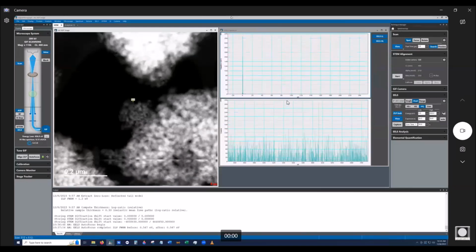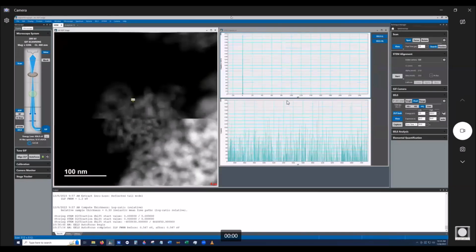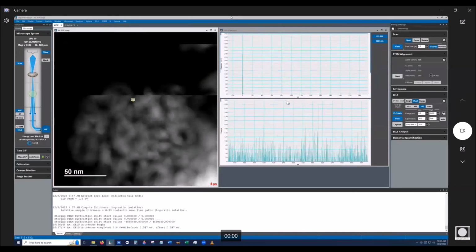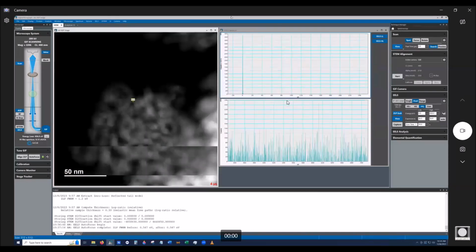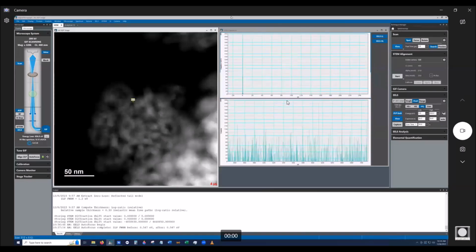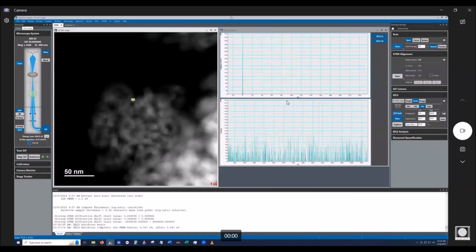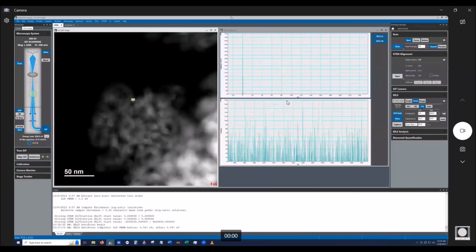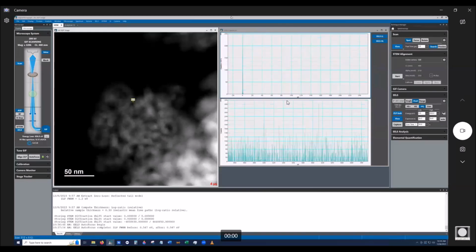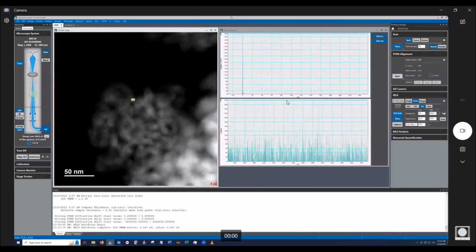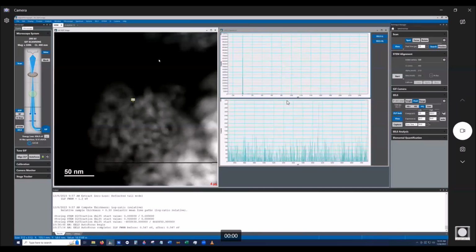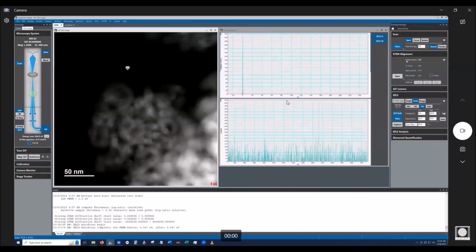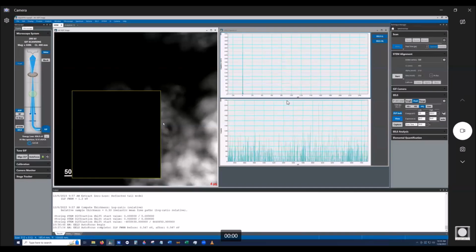All right, so let me mag in here. Just fine tune the focus here. Okay. I put this over here. I'm going to turn on the focusing box.